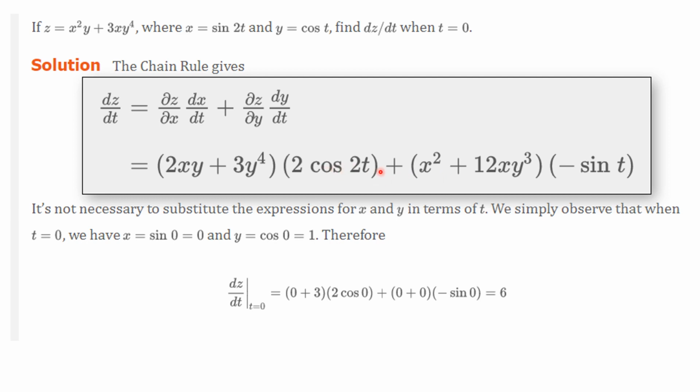And so we have this, and we then substitute these values in when t is equal to 0. And when t is equal to 0, we know that x is 0 and y is 1. And so we substitute all those numbers in, and we get that the value of this derivative is 6 when t is equal to 0.